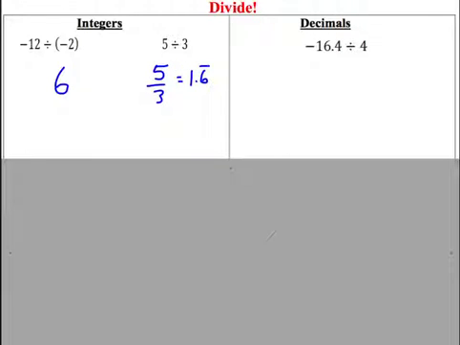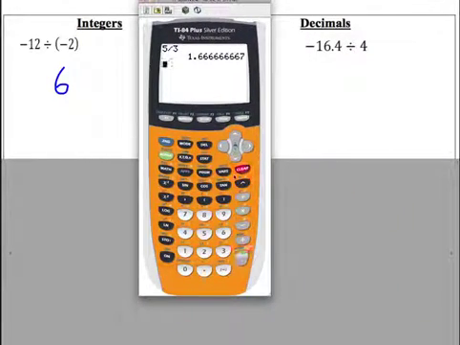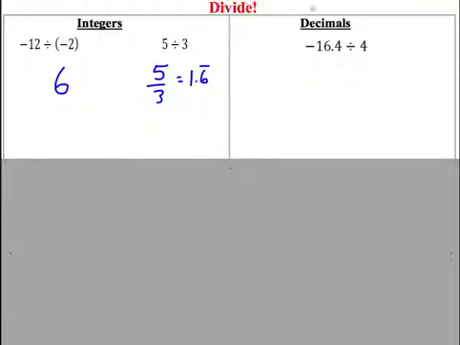How about decimals? Well, there are rules to doing decimals, but really I'm going to just go calculator, save some time on these. So what is negative 16.4 divided by 4? Signs are different. I know it's going to be negative 4.1. So negative 4.1. Fantastic. So dividing, not too bad.